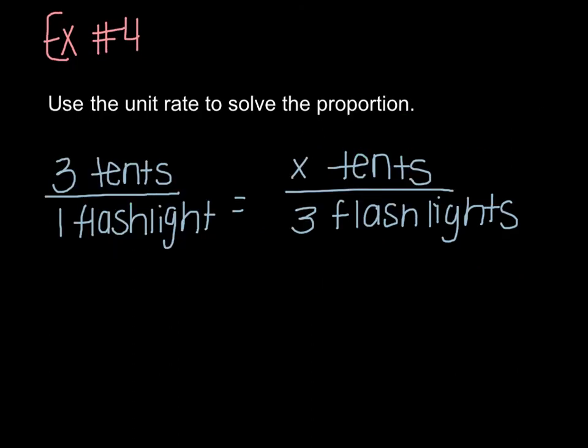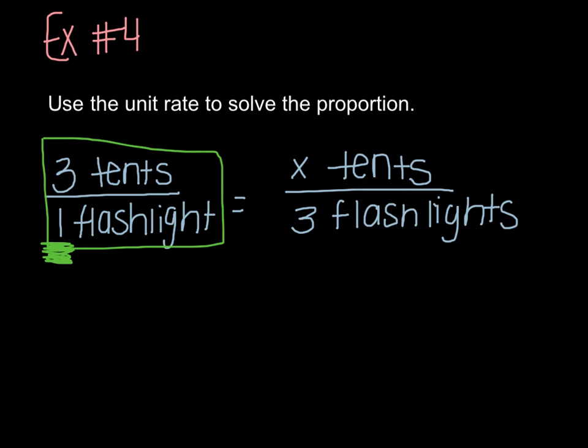Example number 4, use the unit rate to solve the proportion. So when they say use the unit rate, we already have the unit rate right here, because we're comparing to 1. When you compare to 1, that's the unit rate. So 3/10 to 1 flashlight. So we're just going to go ahead and solve this.